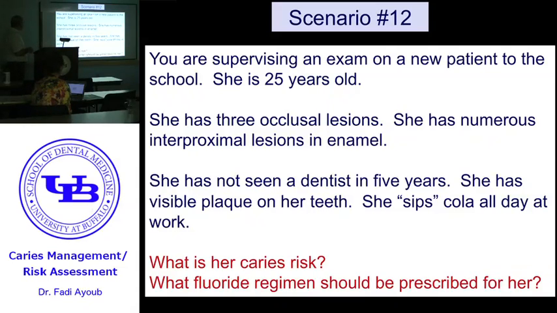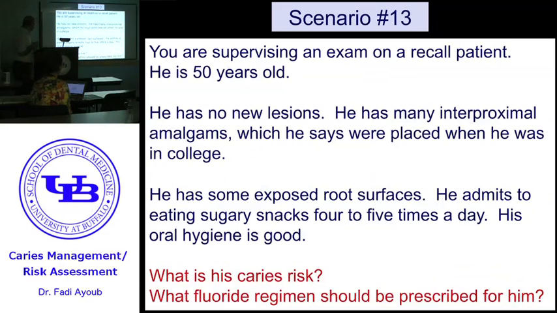Right, so the 25 years old, you've seen her first time, no history on her. We see 3 occlusal lesions, numerous incipient lesions, and hasn't been to a dentist for 5 years, and visible plaque, and then the cola thing. Now, what is her caries risk, and what fluoride regimen should be prescribed for her? Is she high risk, is she moderate, or is she low? It's high. Okay.